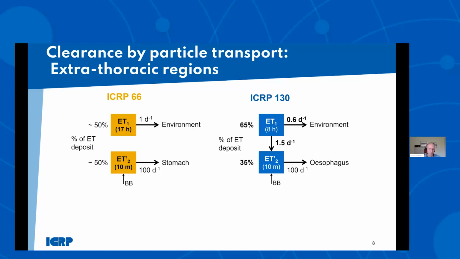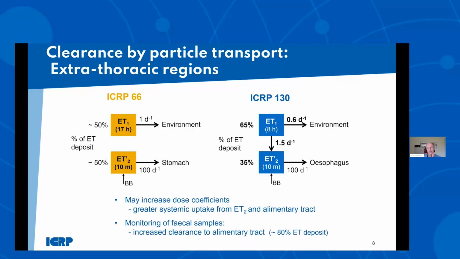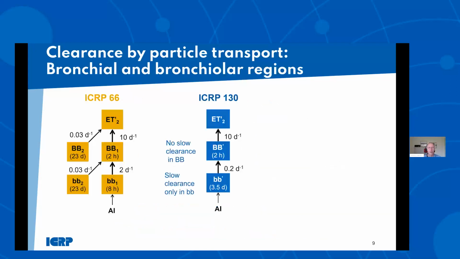And this can lead to an increase in dose coefficients only for very soluble materials, just because there is a very strong particle transport rate in the ET2 region, which competes with the absorption into blood. Due to this increased amount of material which transits through ET2, there is going to be also more activity excreted in feces compared to the old model.